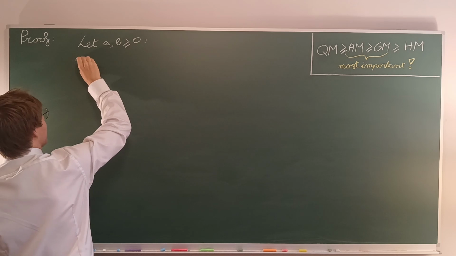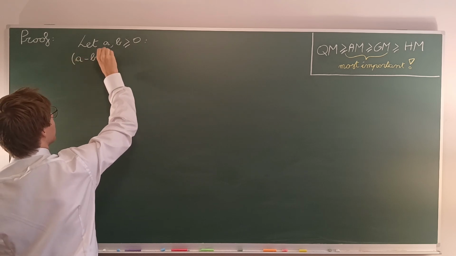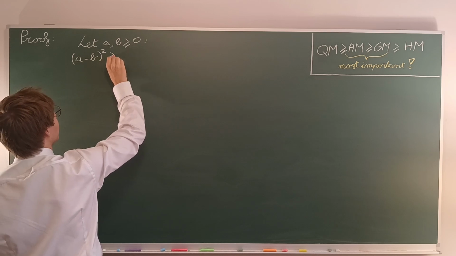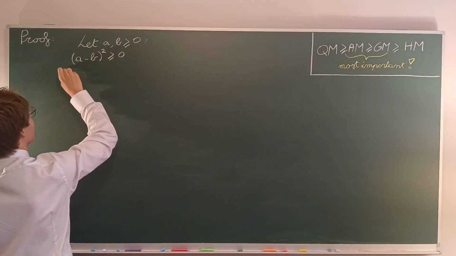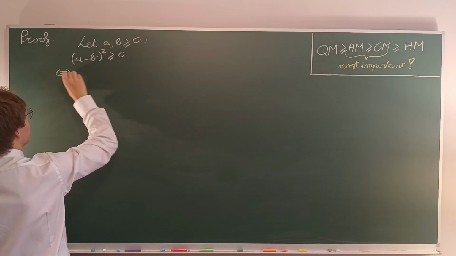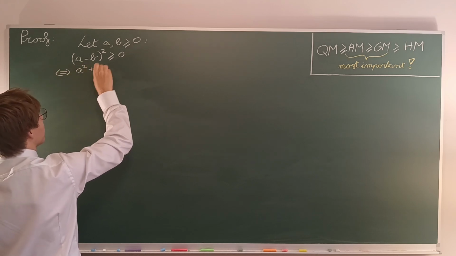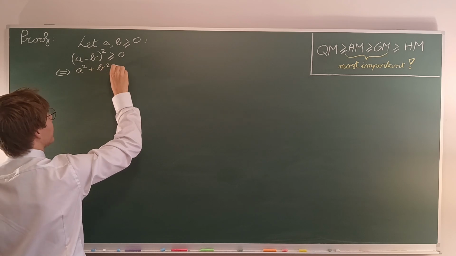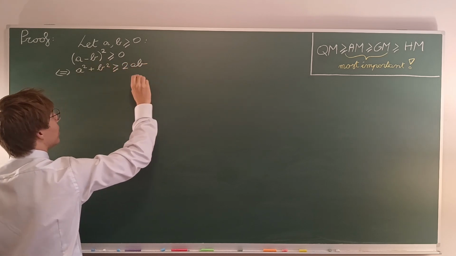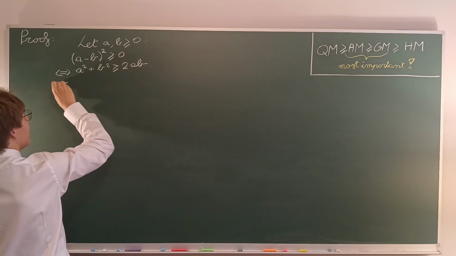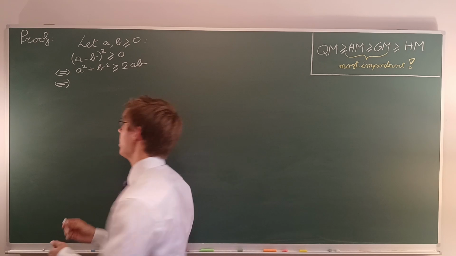That means that (A minus B) squared is greater than or equal to 0, since a square is always positive. Now this means that A squared plus B squared is greater than or equal to 2AB. And now we will add A squared plus B squared on both sides of this inequality.